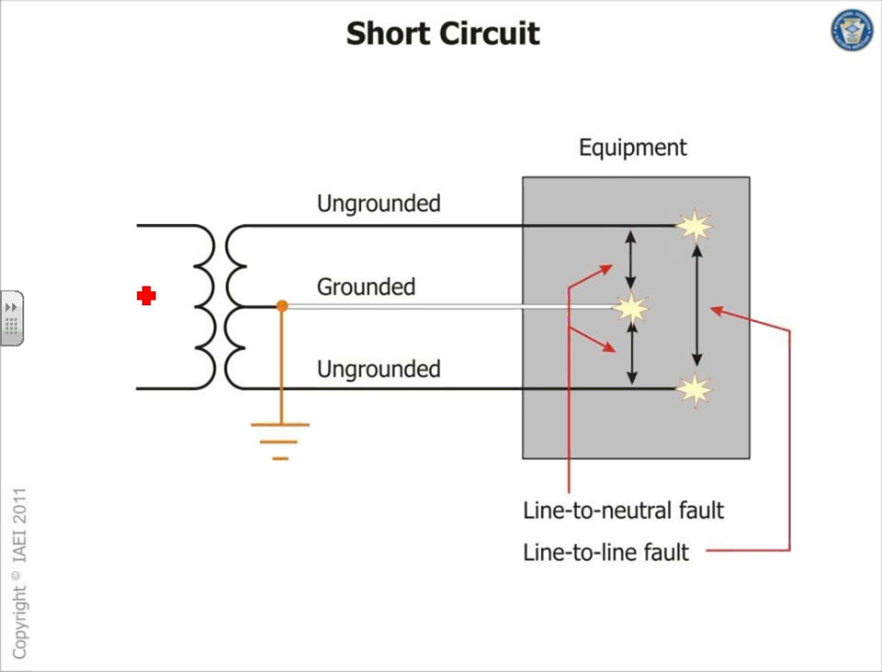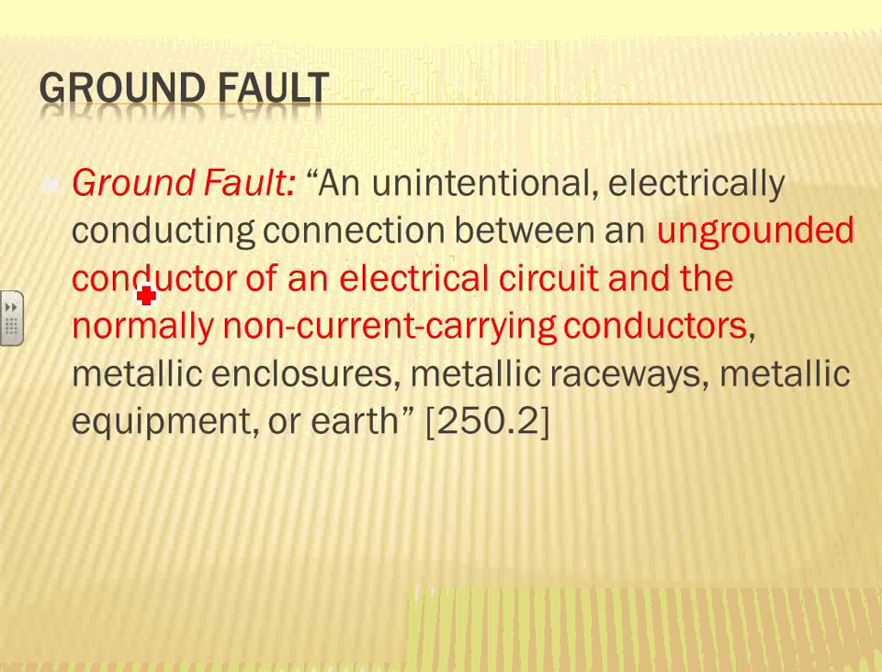If it's phase-to-phase, same thing. The equipment ground conductor wouldn't see it. The only time the equipment ground conductor will see it is if you have a phase to ground, or a phase to phase to ground, or a phase to phase to phase to ground. Now it's going to go back on the equipment ground conductor. Here's the ground fault: an ungrounded conductor of an electrical circuit touching a normally non-current-carrying conductor. So they define it, guys: any hot touching any grounded object, any metallic object in the system, is a ground fault. Any hot touching any metallic object is a ground fault.